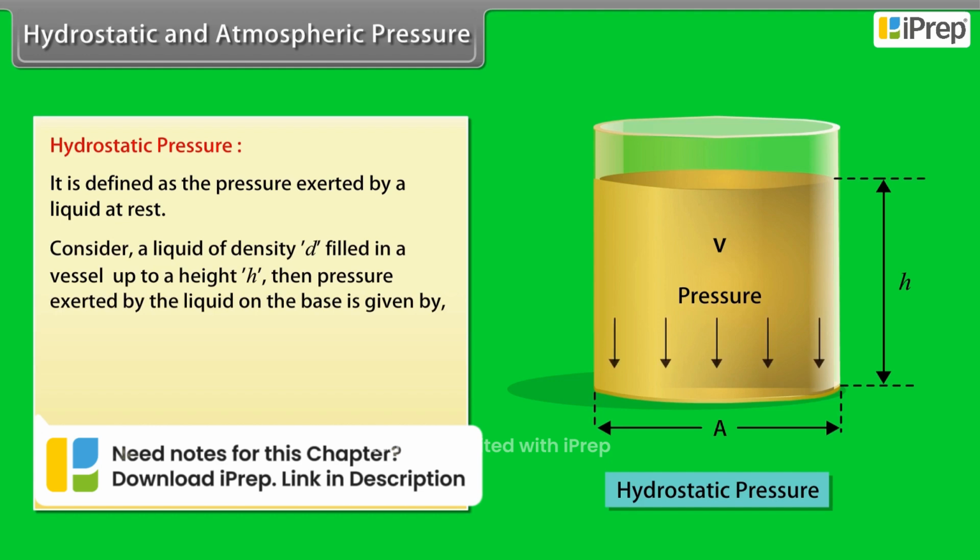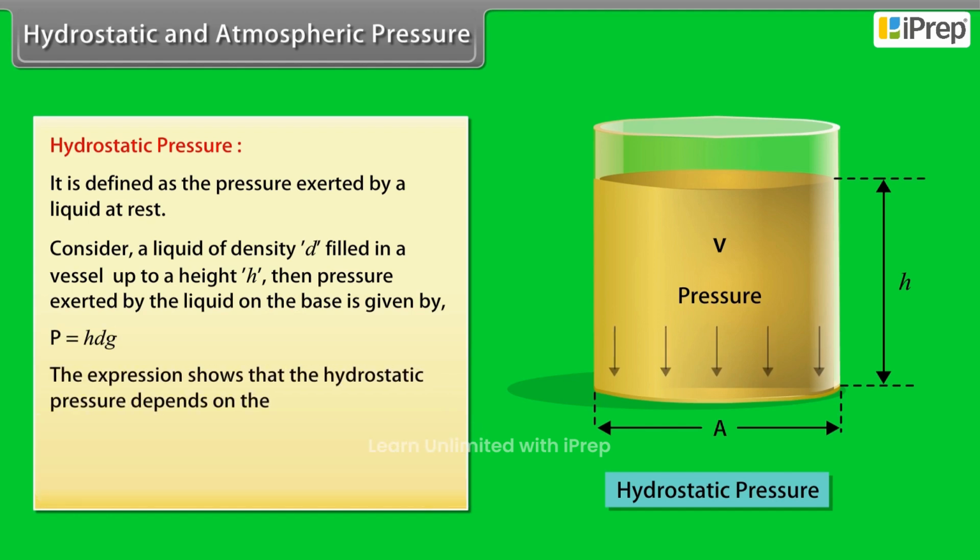Then the pressure exerted by the liquid on the base is given by P = hdg. The expression shows that the hydrostatic pressure depends on the vertical height of the liquid and the density of the liquid.